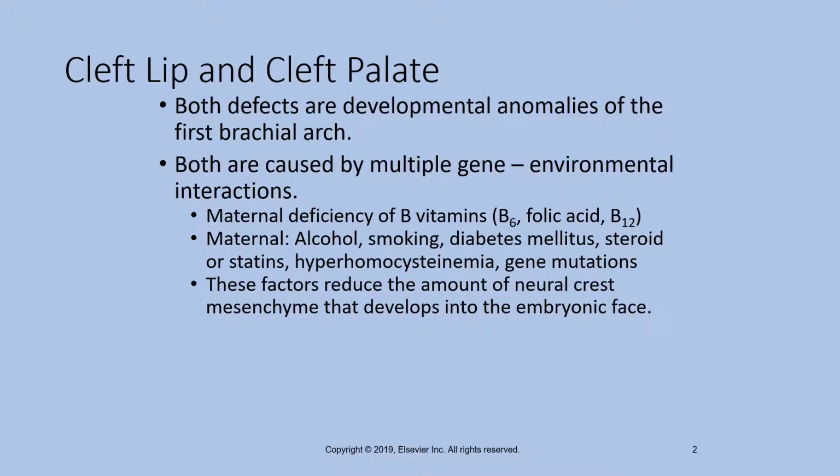So one of the major things that happen in children is cleft lip and cleft palate. Both affect the development abnormalities of the first branchial arch. Both are caused by multiple gene-environmental interactions, particularly maternal deficiency of vitamin B6, folic acid, B12, maternal alcohol, smoking, diabetes, steroids, statins, and other genetic malformations. These factors reduce the amount of neural crest mesenchyme that develops into the embryonic face.